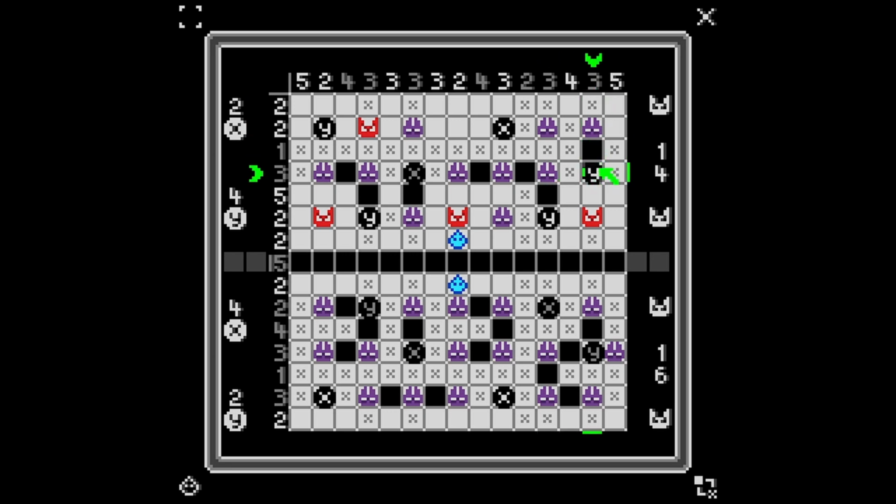This bomb must hit this bunny, and we need a wall here. This bomb needs to hit this one, and we need a wall here, etc. Like that. And now all bombs have found their targets, and we have a bunch of gray columns to fill in with empty space.